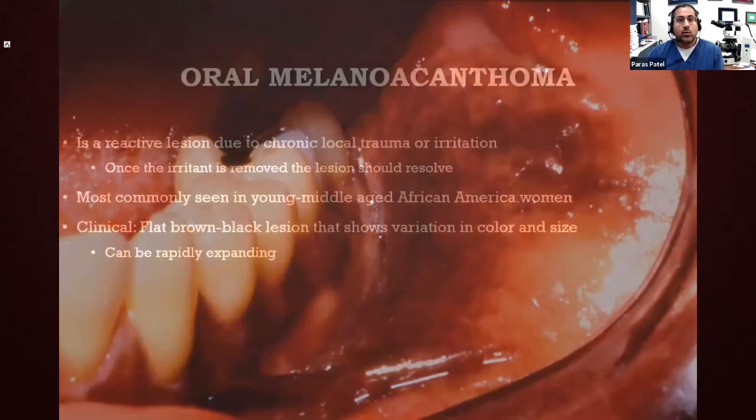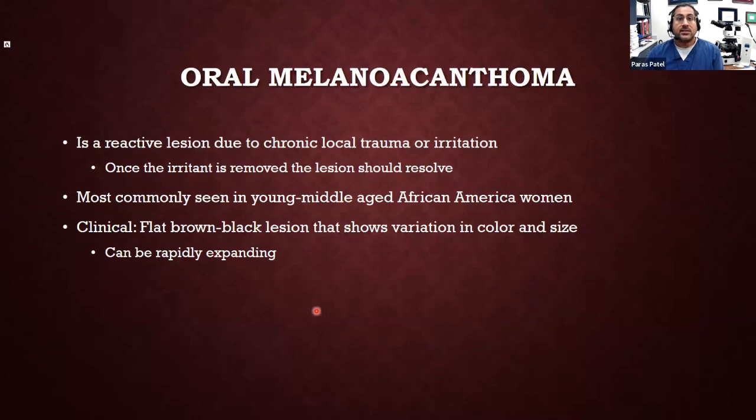In this case, this is what we call an oral melanoacanthoma. And this is a reactive lesion that you guys should be fairly familiar with, most often seen in young, middle-aged African-American females as a result of some local irritation that produces this sort of worrisome pigmented lesion, okay? But oftentimes it is biopsied because it mimics melanoma to a degree. And on biopsy, the histologic features make us consider melanoacanthoma, this reactive process.